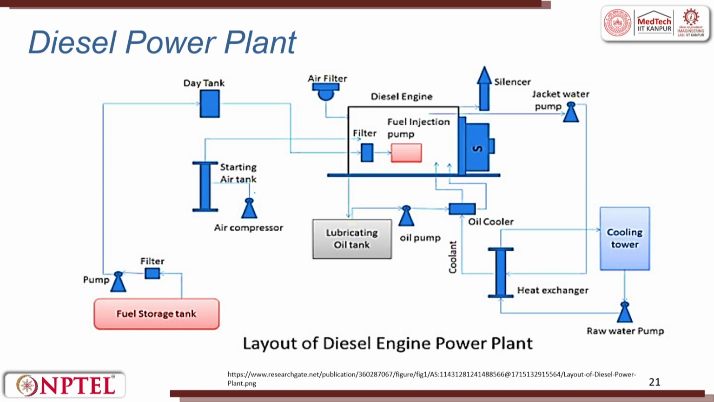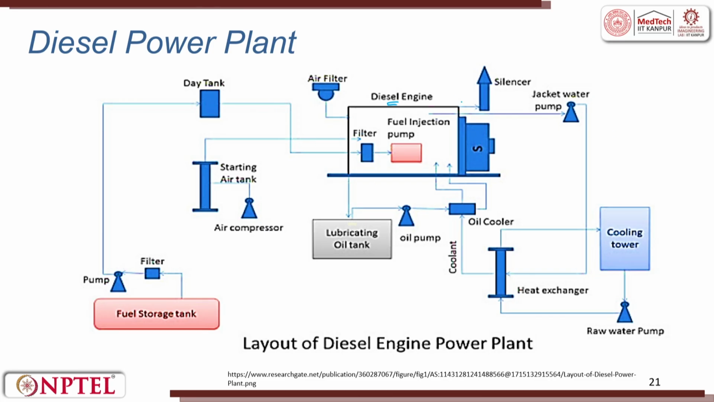Then you also have a starting air tank. The air compressor is there, so it gives you the air. This air is also sent through the filter. So this is a diesel engine, and it is sent here. The fuel comes here and gets injected by a fuel injector. Then there is a piston movement, and this piston movement rotates the engine. This engine is attached to a generator and then you take an output.